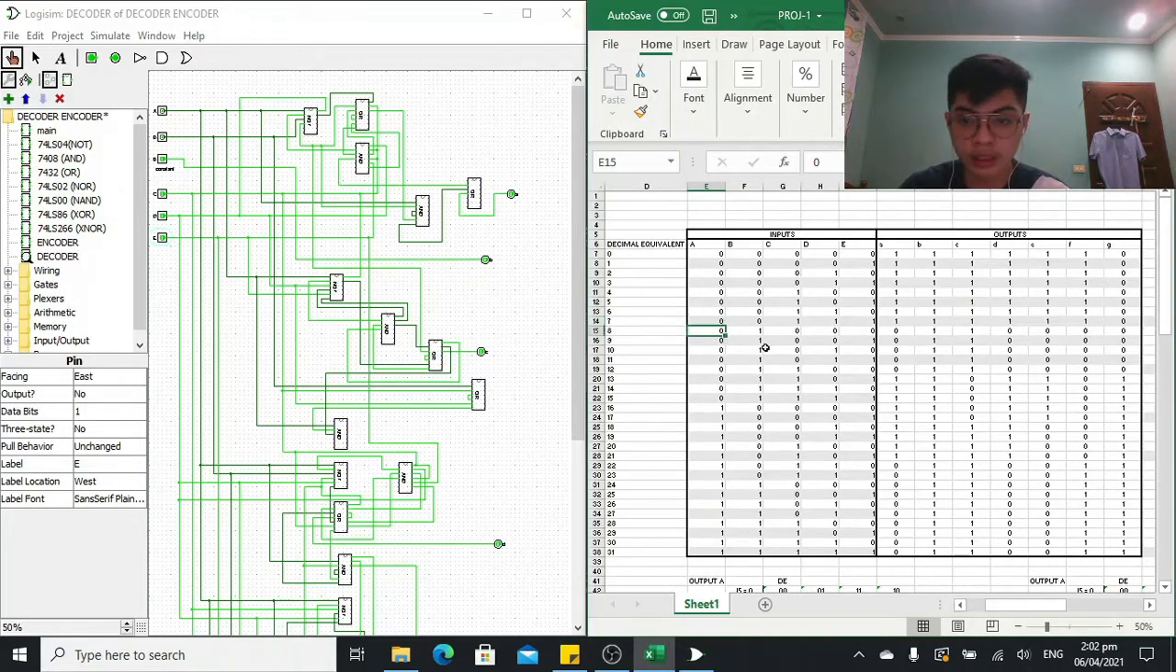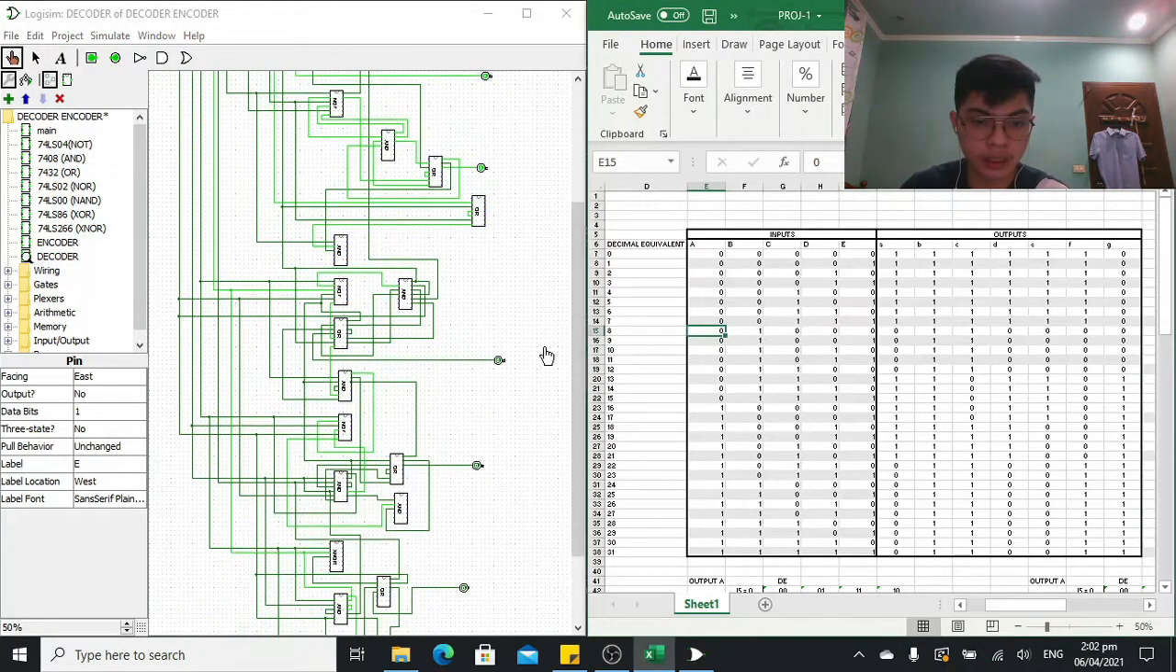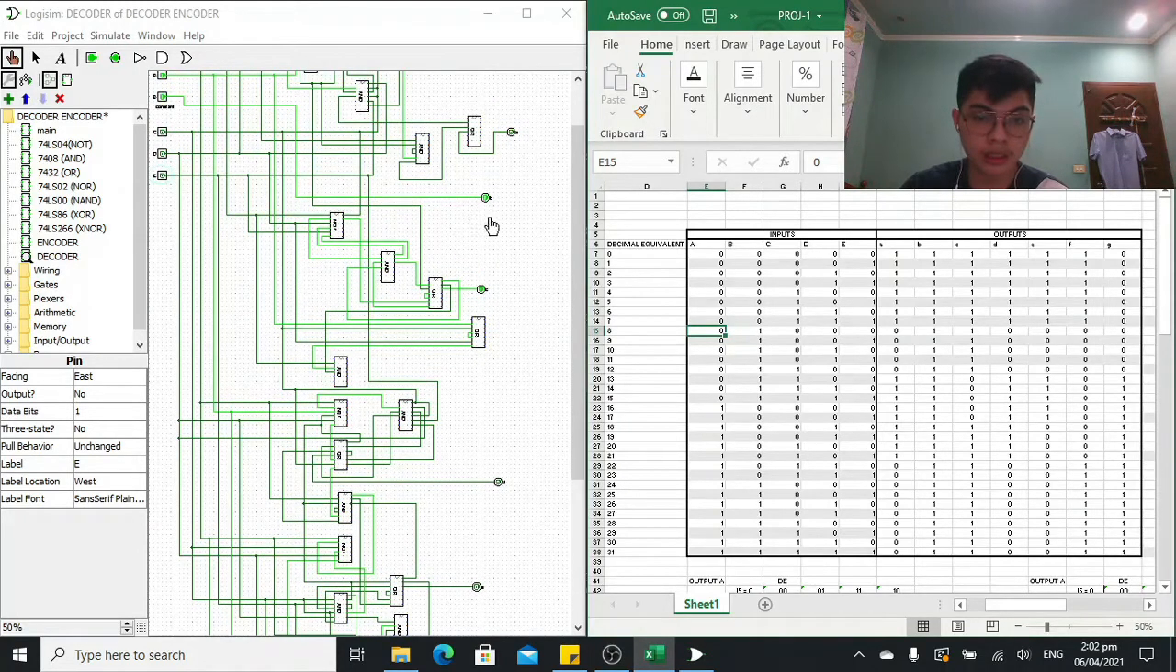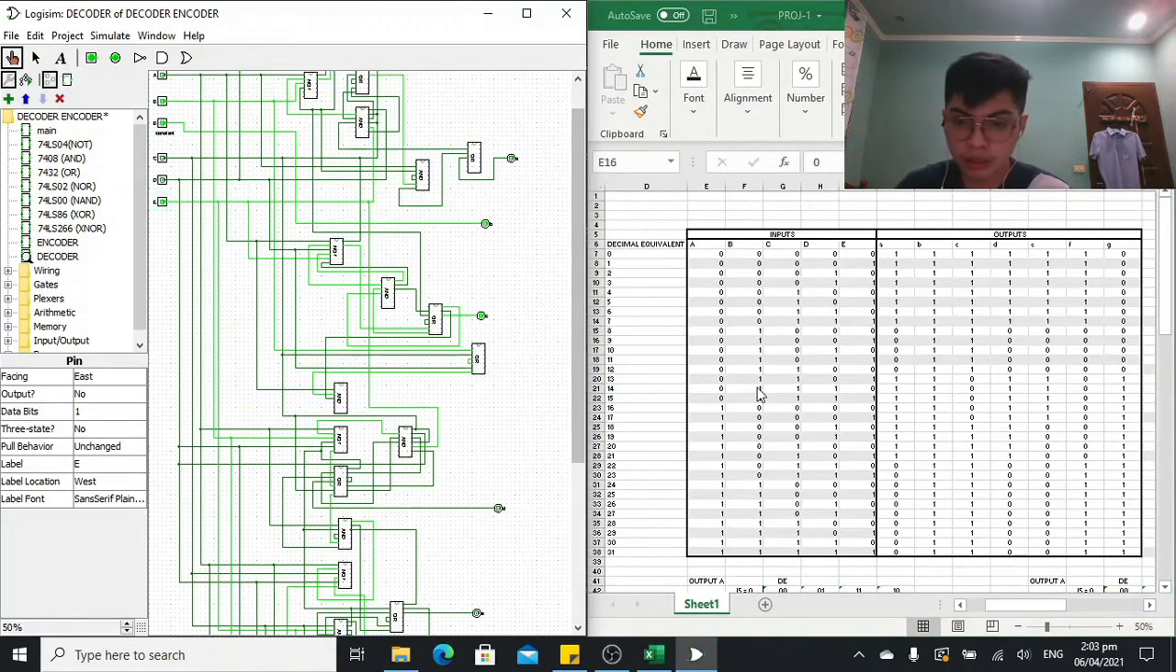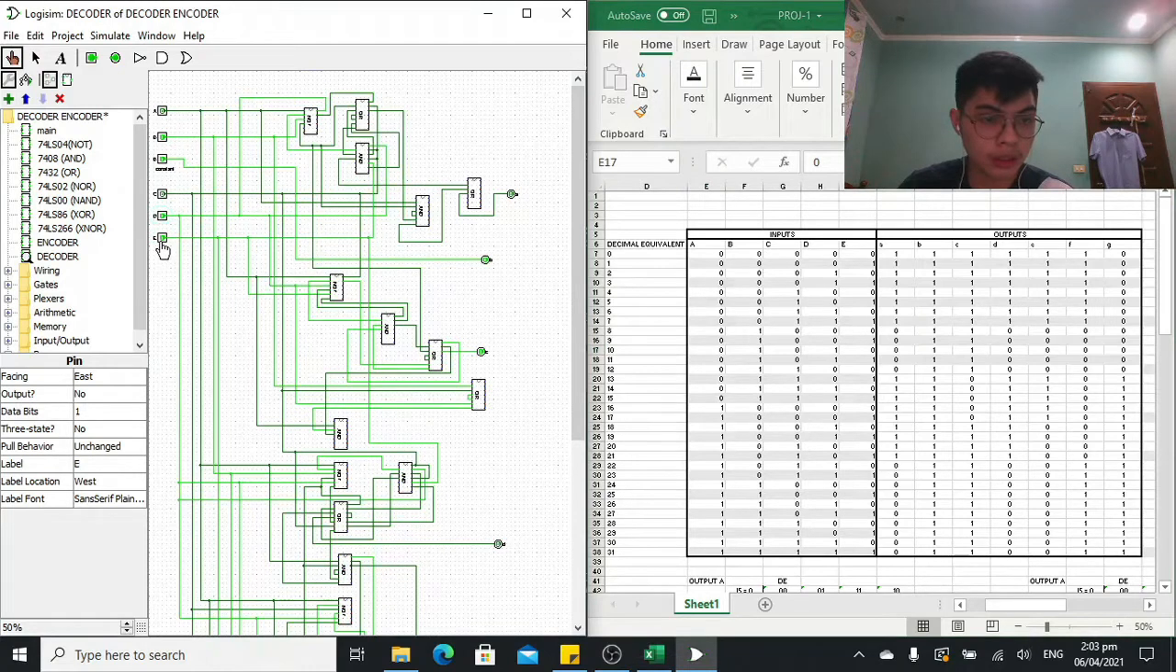Then let's try 0, 1, 0, 0, 0, 0, 1, 0, 0, 0. So the B and C is only 1. That's the value of 1. So next is this one. 0, 1, 0, 0, 0, 1, 0, 0, 1. Only B and C. Let's try 0, 1, 0, 0. The same.